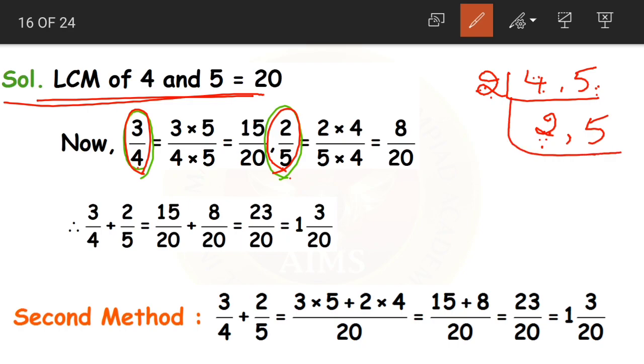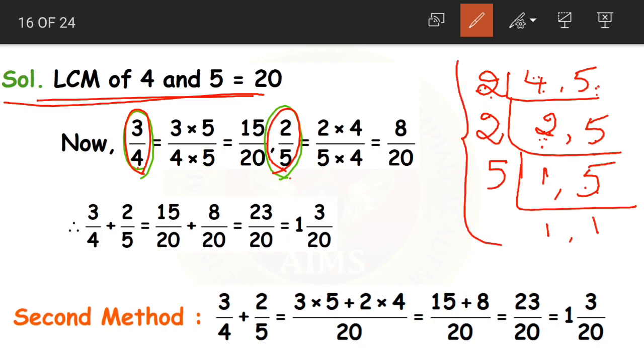Again, we have 2 here. This is divisible by the prime number 2. 2 ones are 2. Again 5 is not divisible by 2, so write 5 as it is. Now we have 5 here, which is divisible by our prime number 5. So 1 is as it is and 5 ones are 5. Clear, students? This is the procedure of calculating the LCM.